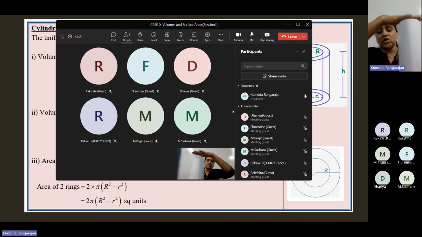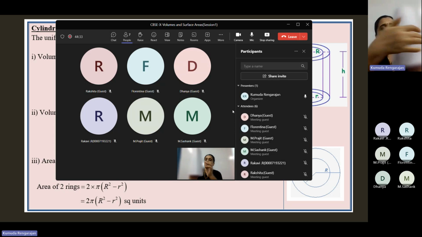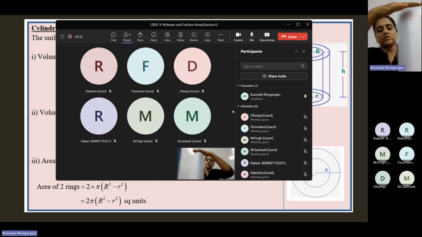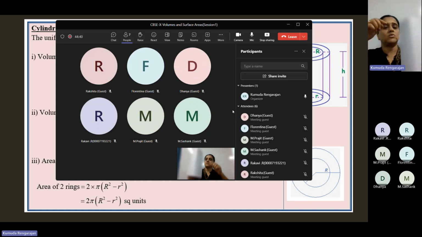Then there's a ring on the top, pi (R square minus r square), and there's one more pi (R square minus r square) below. So these are the 4 different surfaces which you can paint: inner CSA, outer CSA, area of the ring on the top, and area of the ring below at the bottom. The CSA formula is 2 pi r h.